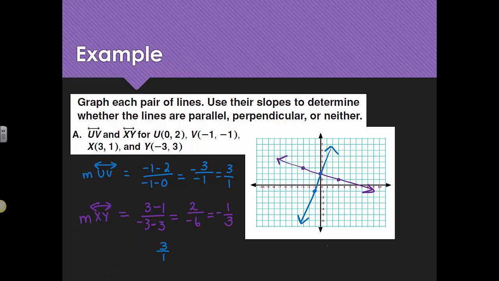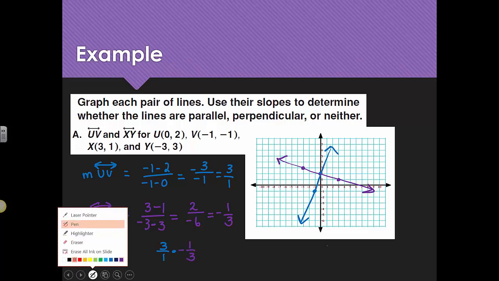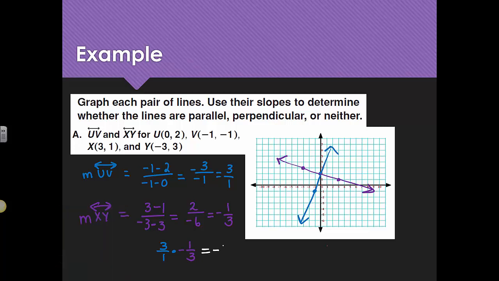So I've got 3 over 1, and I'm going to multiply that by -1 over 3, and when I multiply those two, I actually get -1. So because I get -1, I can draw the conclusion that those lines are perpendicular. If you multiply the slopes and you get a product of -1, that means that they're perpendicular.